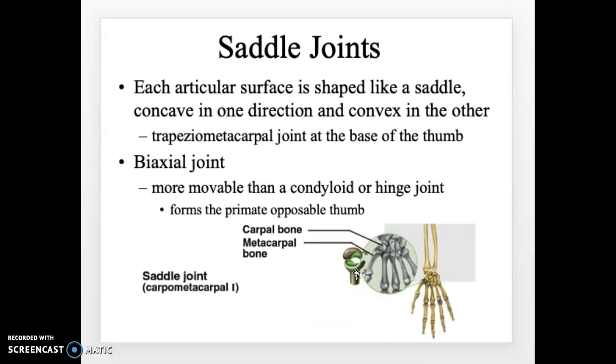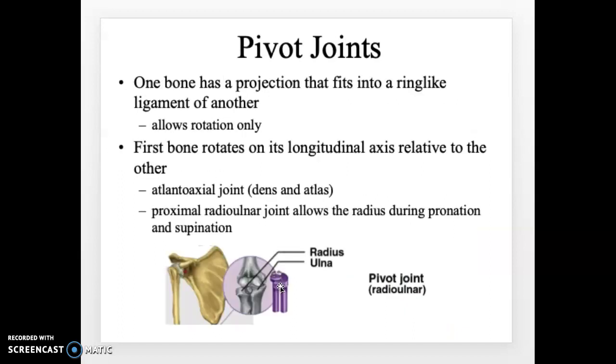Saddle joints kind of look like two horse saddles. And this allows us to move in more than one direction. So this is how we get our thumb. That is what makes us primates. Pivot joints allow you to pivot, so one bone stays in one place and the other, they just rotate against each other. So the radius has a flat head to it, and it just rotates on the humerus, which is here. This is what allows pronation and supination to happen.